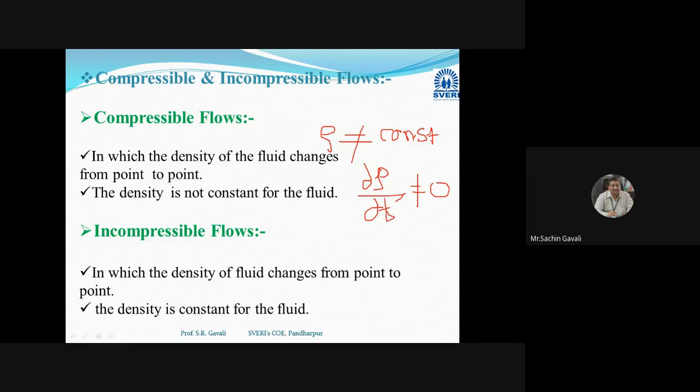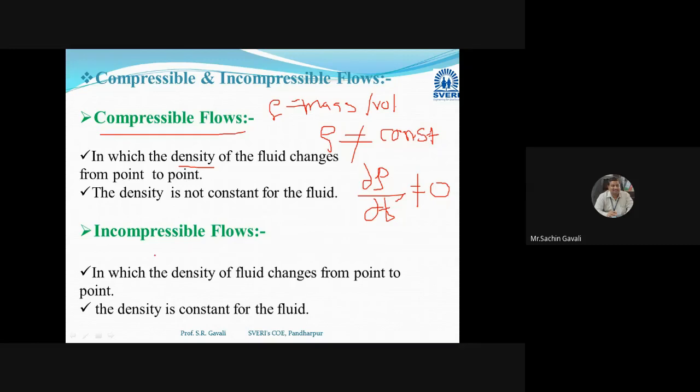After applying pressure, volume changes, and volume changes means density changes, because density is equal to mass upon volume, and mass of the fluid remains constant. So if volume is changing, density will also change. So density is not constant for the fluid flow. That type of flow is called compressible flow.